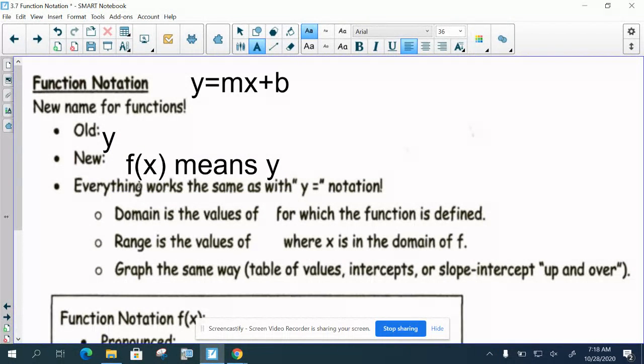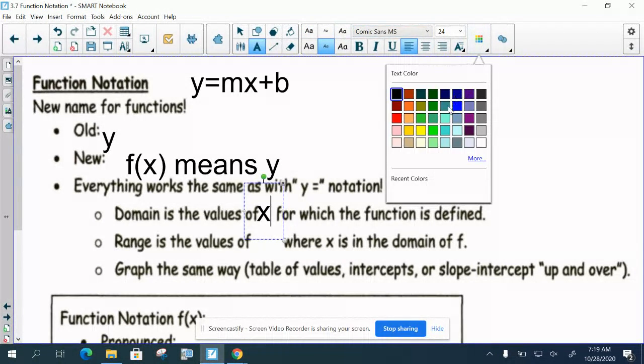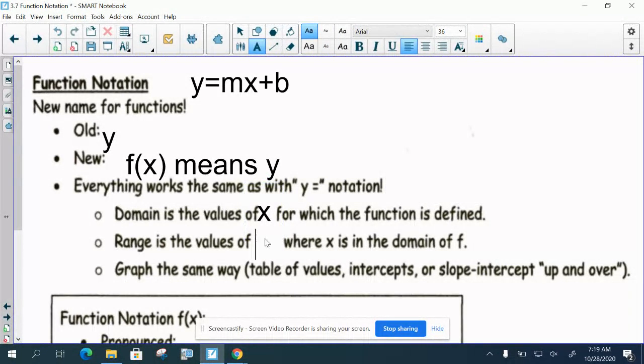And you've probably seen examples of a function machine or just any examples of function. So everything works the same with y notation. The domain is the values of x for which the function is defined. And then the range is the values of y for which the function is defined.